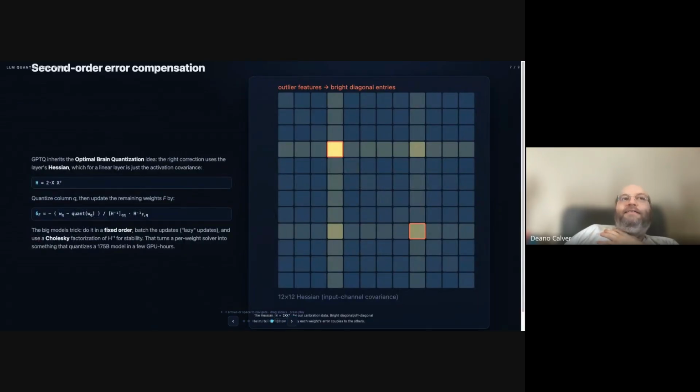The hard bit, once you've got that idea, is, okay, how do you calculate this? And this is where it gets a bit complex. It inherits an idea from, and I said this last time, and I'll say it this time, one of my favorite named algorithms, the Optimal Brain Quantization algorithm. And that uses a Hessian. A Hessian is the second derivative of the activation, the covariance matrix. So it's measuring not quite the change, but the change of the activation field itself.